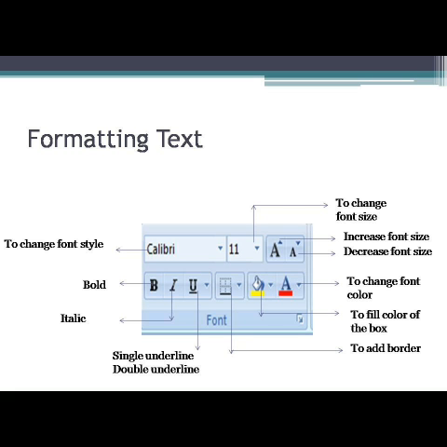So after typing your content in the cells, you can check, isn't it? So you can see the formatting text, what are the options available? Font style, bold, italic, underline. For underline you have single underline, double underline, increase font size, decrease font size, to change the font size, to change font color, fill color with the text box. Next, and then add a border. So these are everything that can be done in Excel.